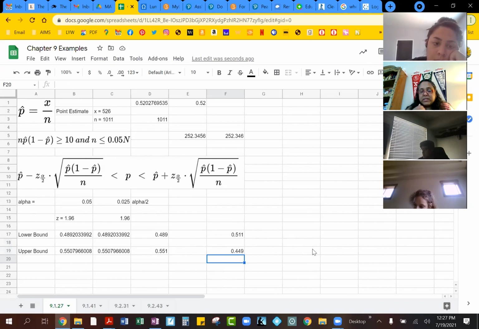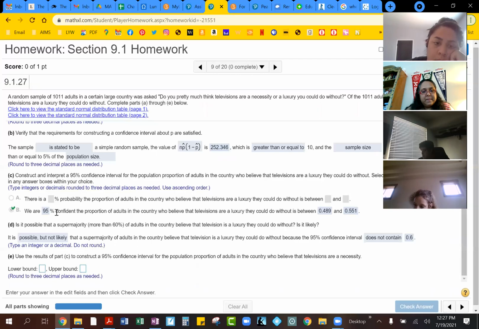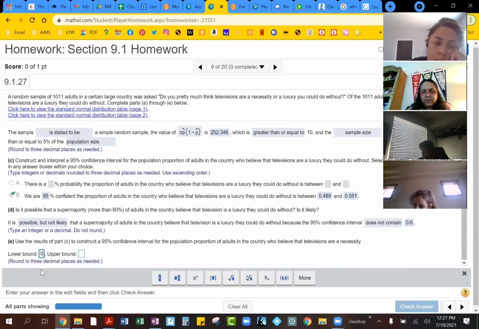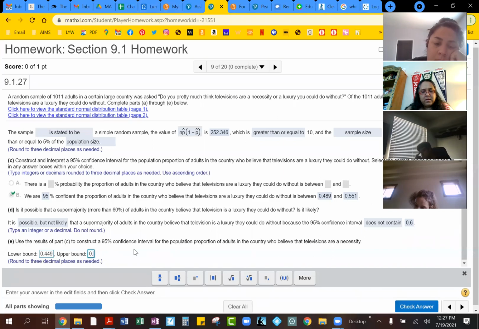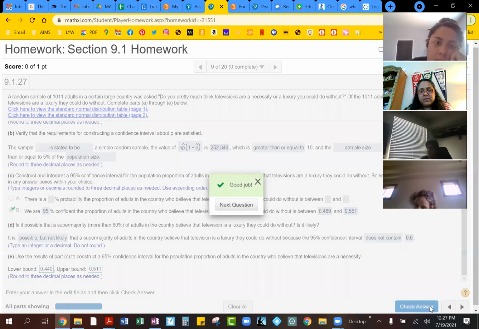So, of course, put the smaller number first. So 0.449 will be the lower bound. And then for the upper bound, I think we had 0.511. Check your answer.